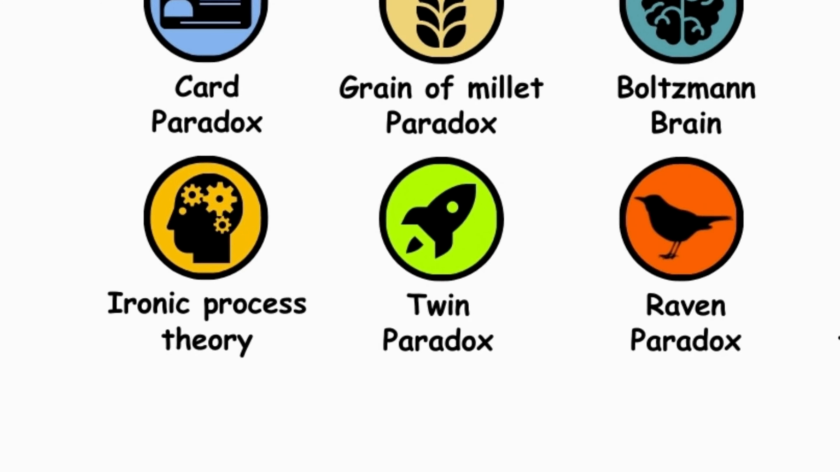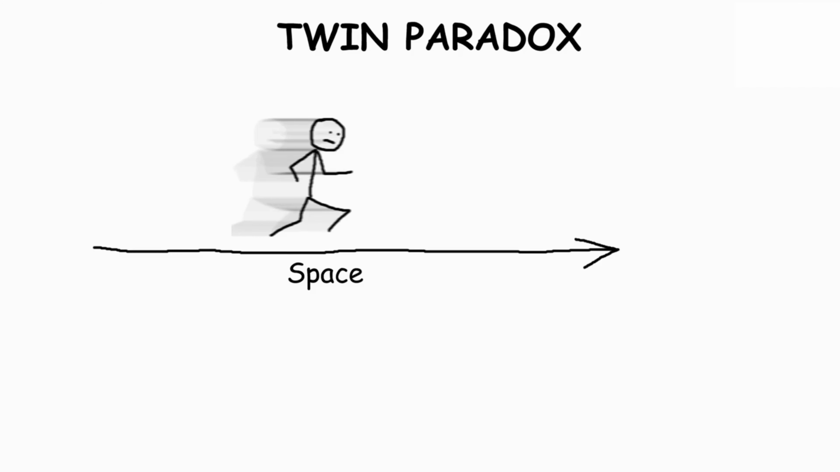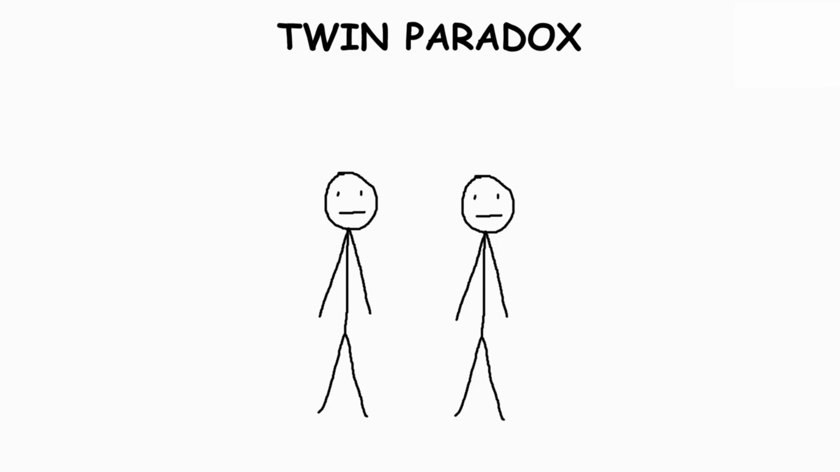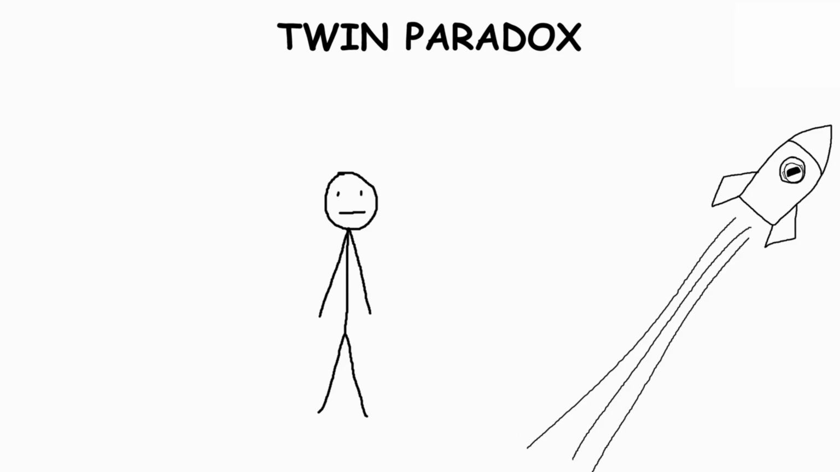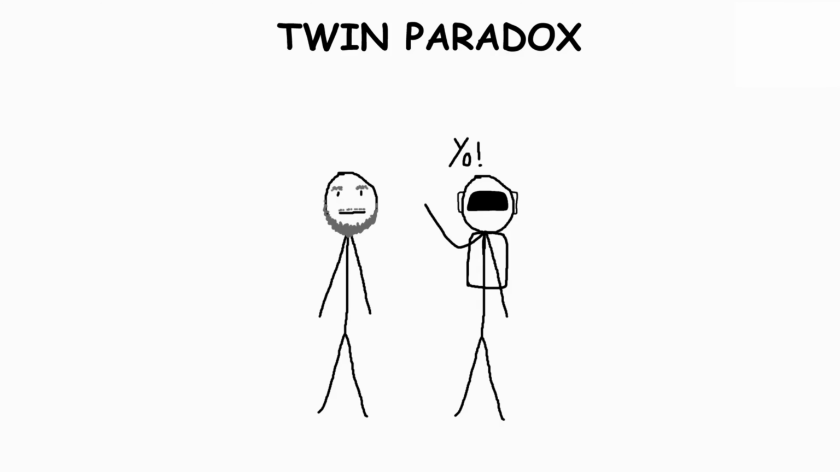Twin paradox. According to Einstein, the faster you move through space, the slower you move through time. If your identical twin became an astronaut and went on a spaceship that traveled at the speed of light, you'd be some years older than him when he returned.